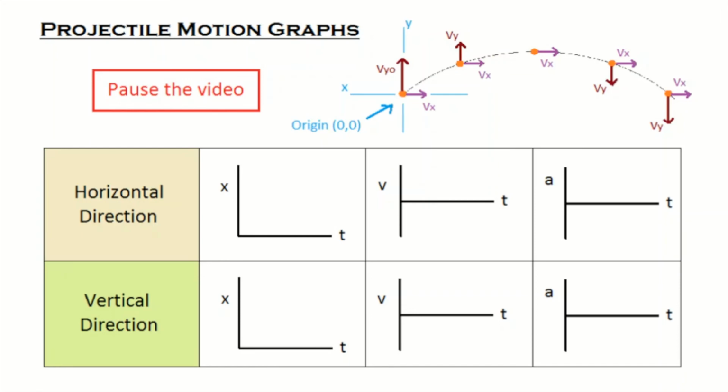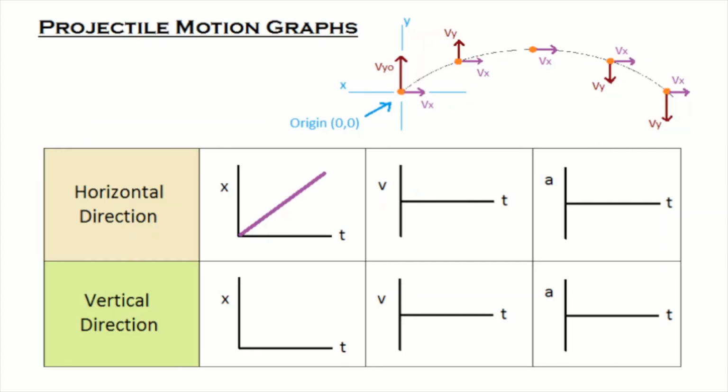All right, let's start horizontally. We know it's moving in the positive direction, and we know that it's maintaining a constant velocity. So we have a linear graph shape for the position, a constant horizontal positive velocity on the v-graph, and no acceleration for something that is not speeding up or slowing down.